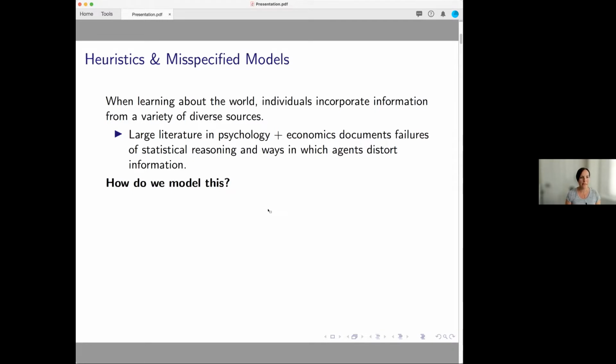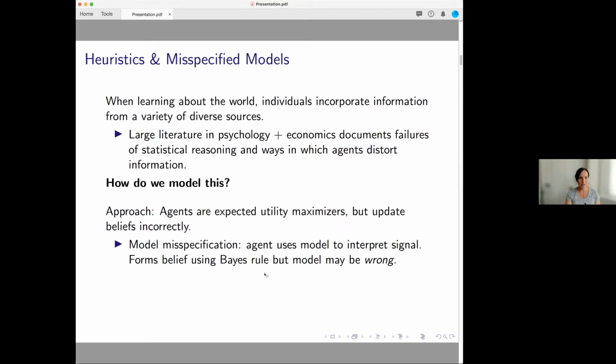And so how, as economists, have we modeled this? Well, there have been two key approaches. Both assume that agents are expected utility maximizers, but update their beliefs incorrectly in some way. The first approach is an area that's close to my heart. I have a lot of other work in this area, and this is the model misspecification approach, which says that an agent has a model of the world. They use this model to interpret signals, whatever the signal is, be it a private signal, other agents' actions, and so on. They form beliefs using Bayes' rule with respect to this model, but their model may be wrong. So they may have an incorrect model of the world.